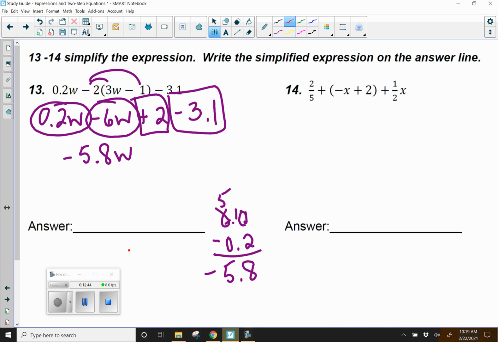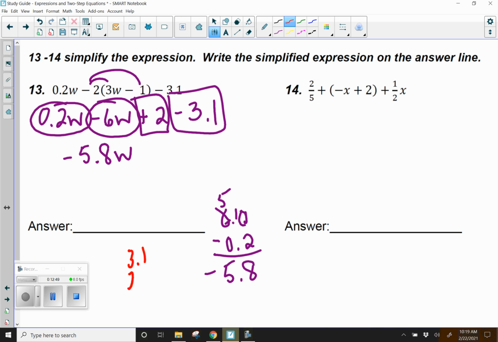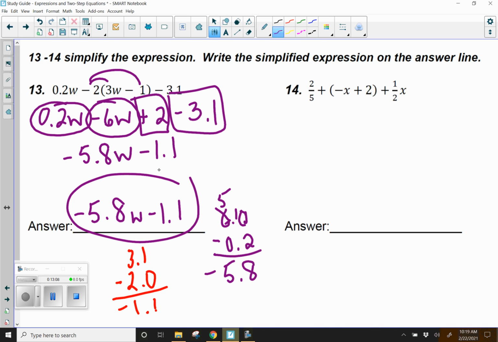Again, different signs, so we're going to subtract. 3.1 minus 2. I have more negatives than positives. So that's going to leave us with a negative 1.1. So I'm going to write that as minus 1.1. So that means our final answer would be negative 5.8w minus 1.1. And of course, if you have that written as negative 5.8w plus negative 1.1, that would also be correct.